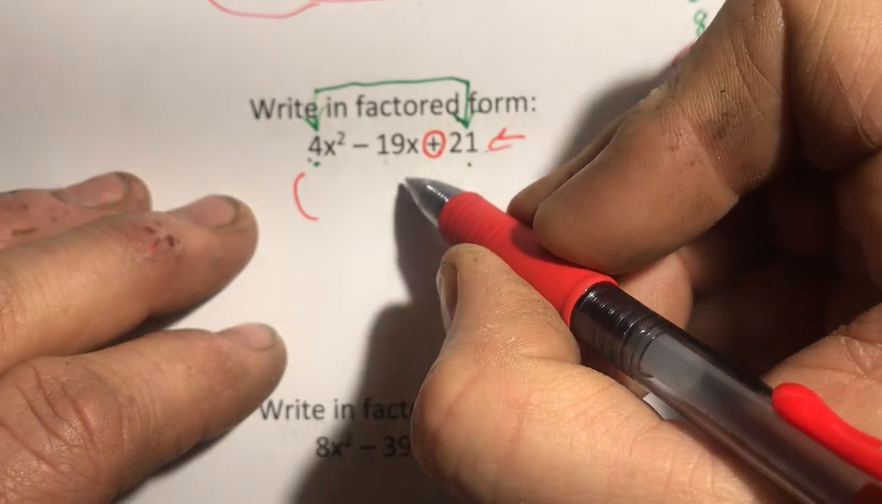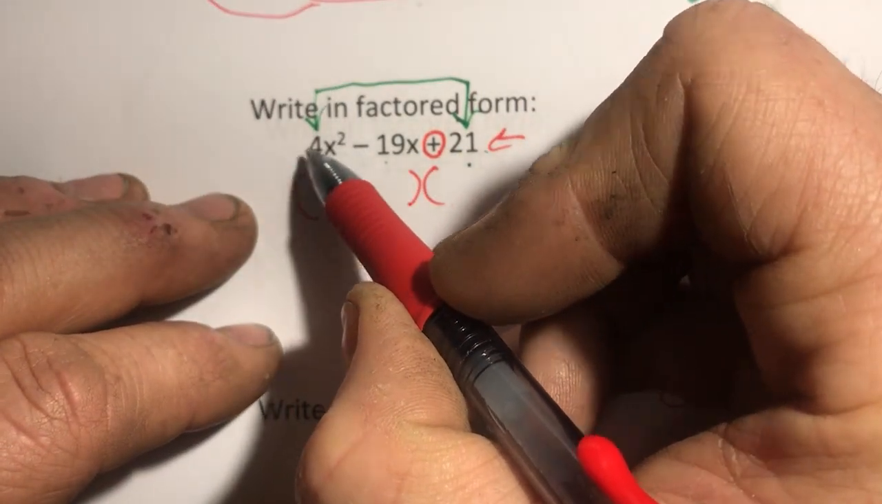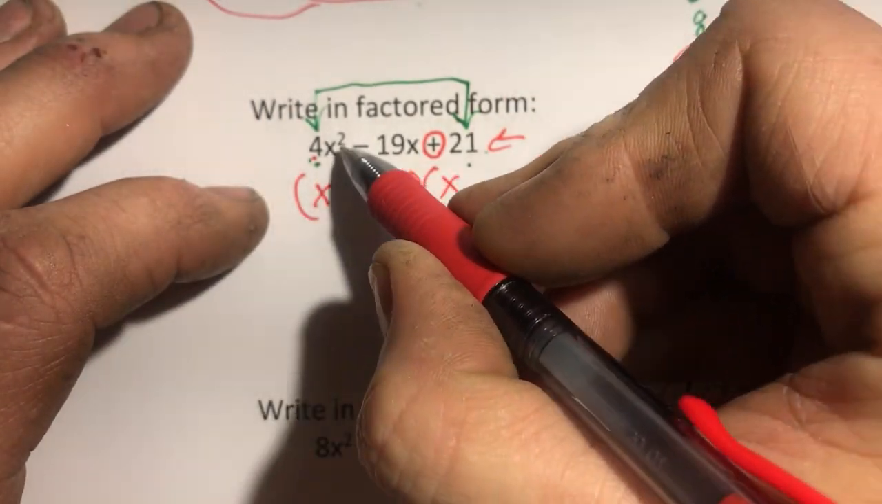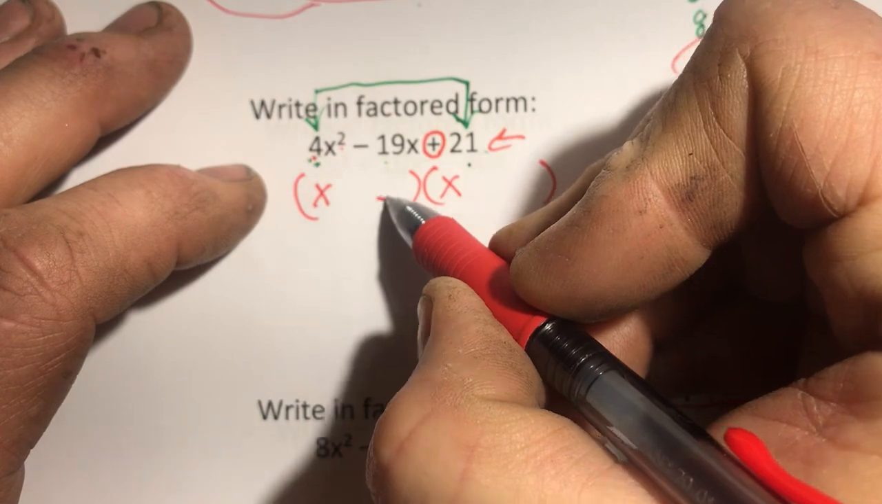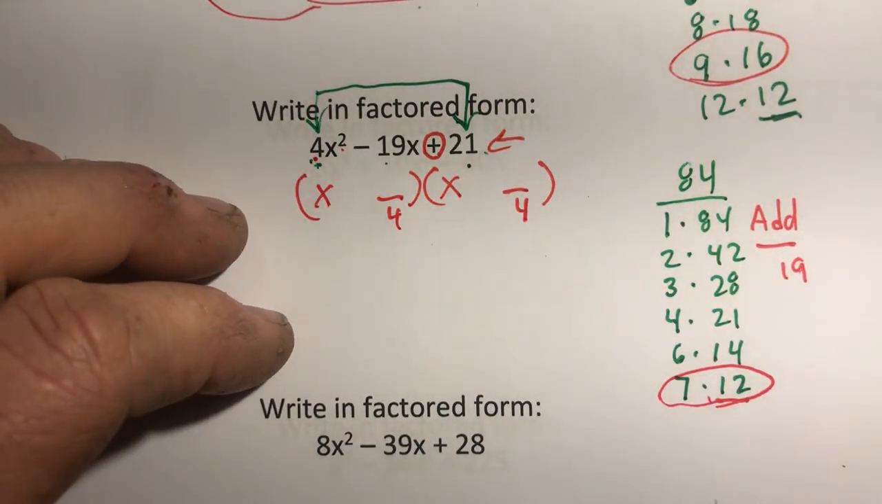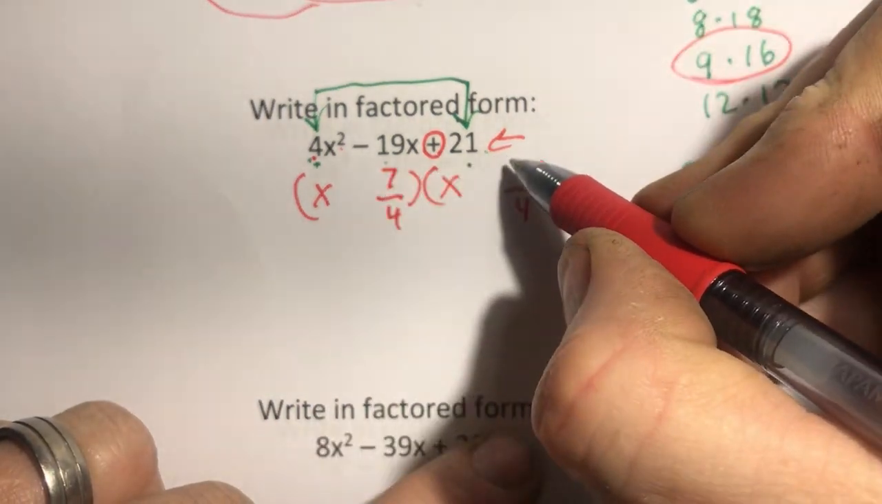So let's start this thing out. Now, I've got a 4 here. What that means is I'm going to do this: I've got x times x to get x squared. But because of this 4 in front, I'm going to divide both of these numbers by 4. What are these numbers? Well, right here, 7 and 12. That's what we just figured out. 7 and 12.